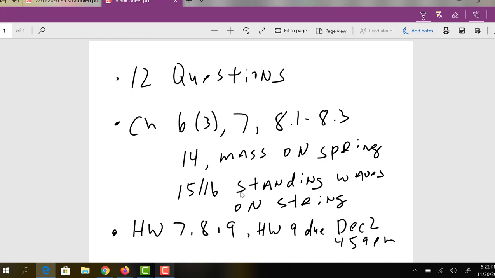The homework that goes along with this test would be homework 7, 8, and 9. So make sure you look back through that. And homework 9 is actually due Wednesday by 4:59 p.m. So make sure you complete homework 9 before this test.